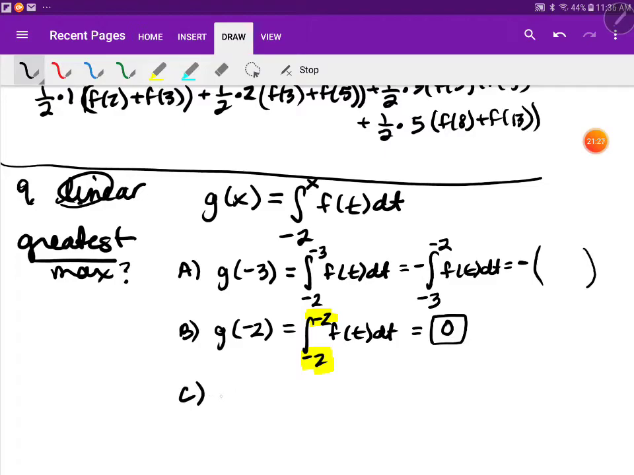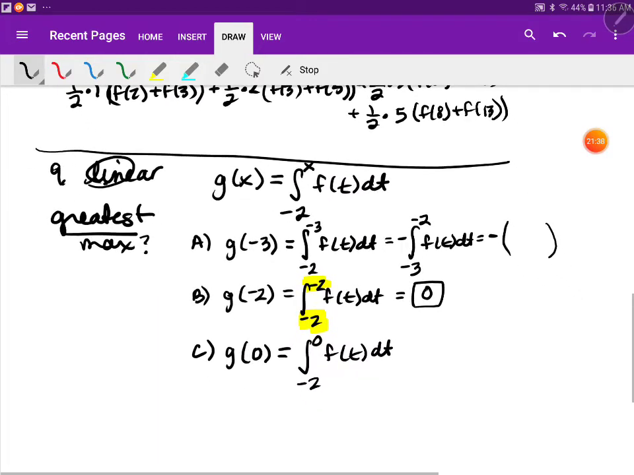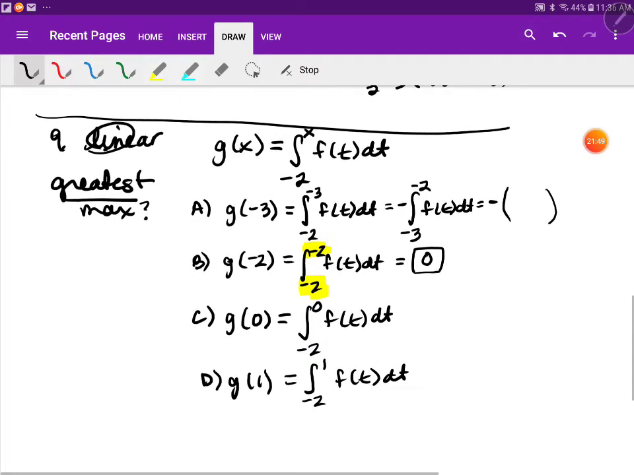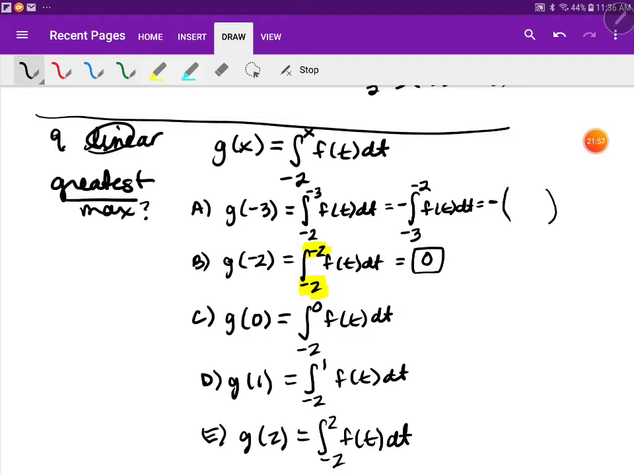C is g of 0, so that's -2 to 0. That is in the right order. Okay, so I'm just procrastinating at the moment. D, g of 1. It's not really procrastinating, it's more assembly line. -2 to 1, f of t dt.